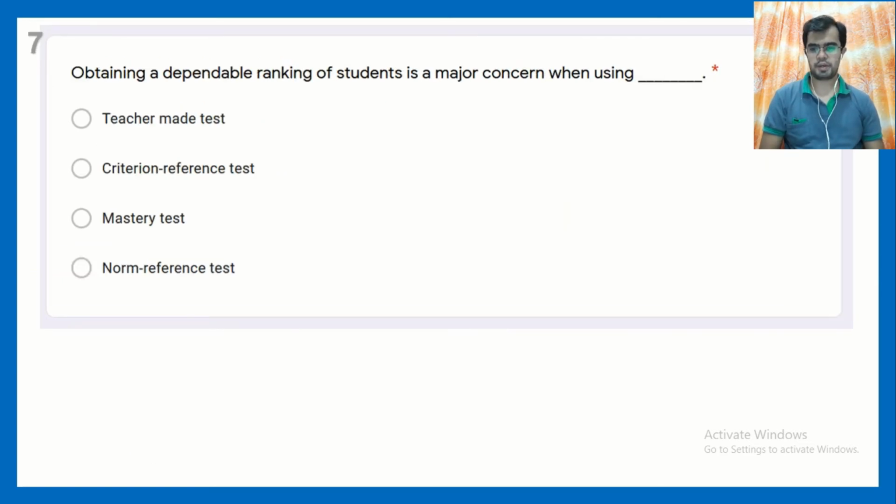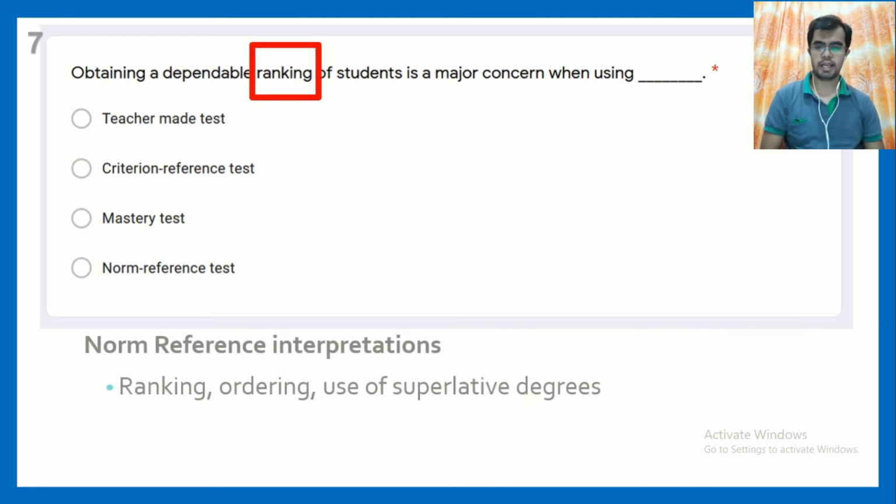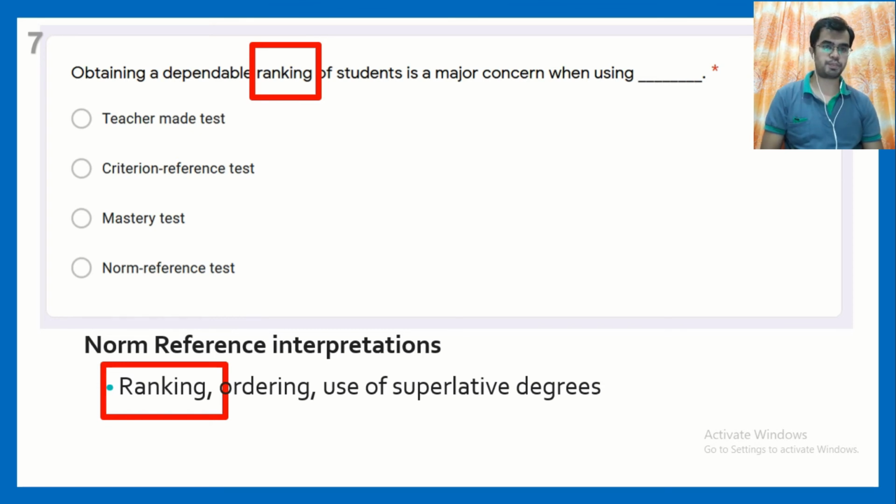Number 7, obtaining a dependable ranking of students is a major concern when using blank. Our keyword is ranking. Again, let us recall that it is associated to norm reference interpretations, including ordering and use of superlative degrees. So our answer in number 7 is letter D, which is norm reference test.